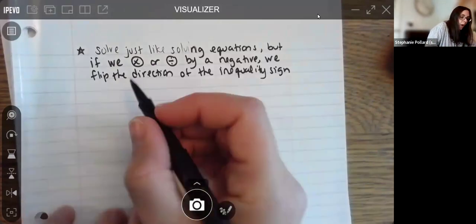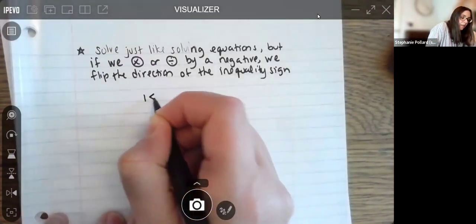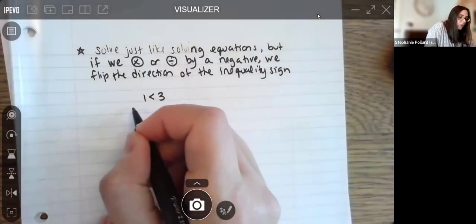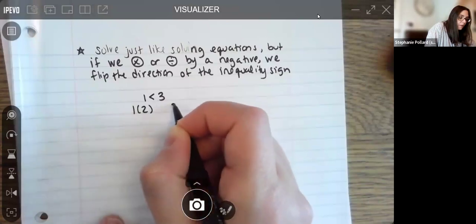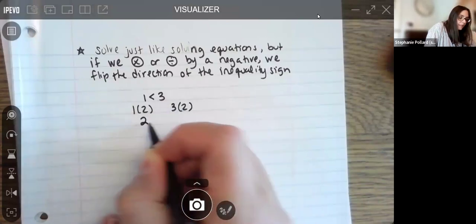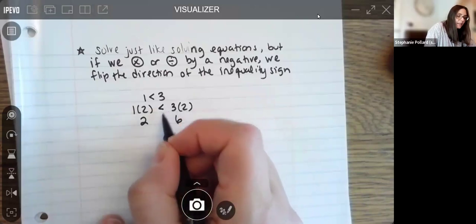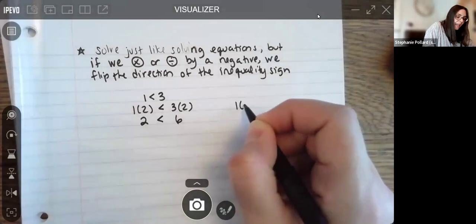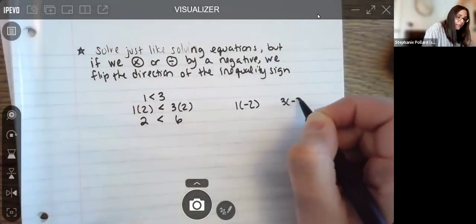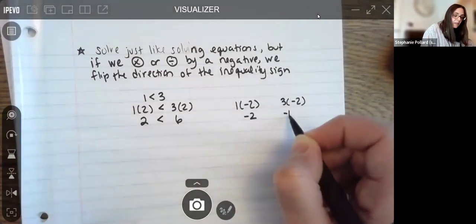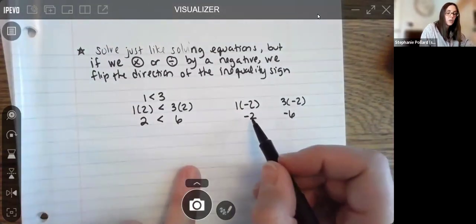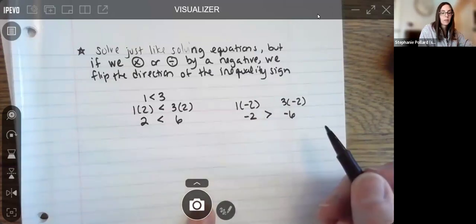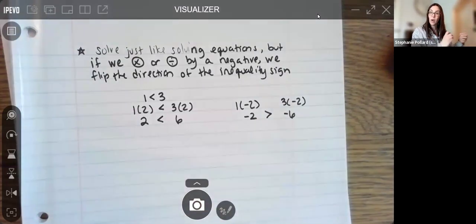So for instance, I think we all can agree that 1 is less than 3. Now, if I multiply by a positive, let's say I multiply by 2 on both sides, I would get 2 and 6. And you can see that the symbol still makes sense, right? 2 is still less than 6. But if I multiply by a negative 2 on both sides, I have negative 2 and negative 6. And now negative 2 is no longer less than negative 6. It's actually greater than, right? Because negative 6 is more on the left, so it's smaller.